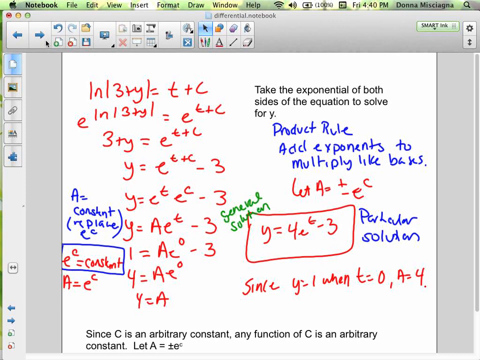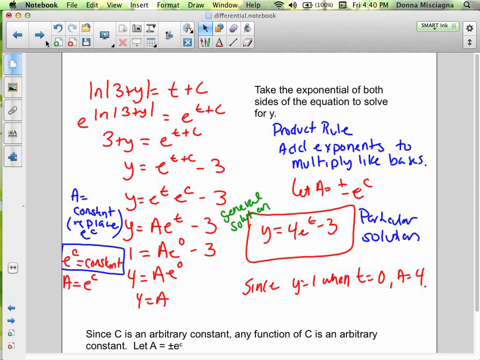All right, so we've got 1 equals a times e to the 0 power minus 3. All right, so if I add 3 to both sides, I get 4 equals a times e to the 0. E to the 0 is just 1, so 4 equals a. So for the particular solution, I need to replace the a with 4, and so y equals 4e to the t minus 3.